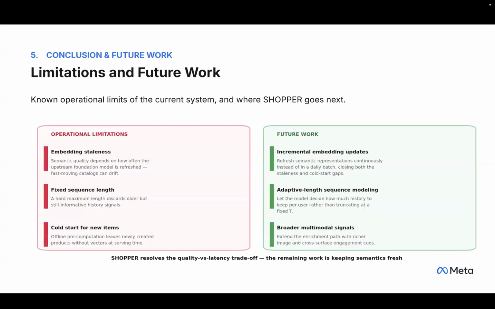So in conclusion, there are of course some limitations to this framework. First, the embedding staleness. We have only a daily update of these embeddings due to our upstream foundation models. Then also we have fixed sequence length, which is right now a hard limit in our design. And finally, we don't have yet an optimal approach for cold start. This is the direction we want to work on in the future. For instance, how do we do incremental embedding updates or adaptive sequence lengths?